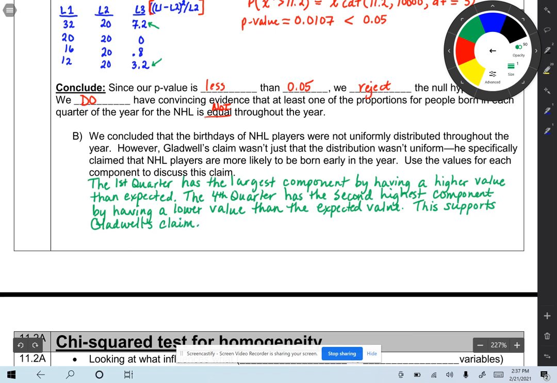And that kind of concludes the chi-squared goodness of fit test. Next time we'll talk about the chi-squared test for homogeneity. Have a great day, AP Stat students.